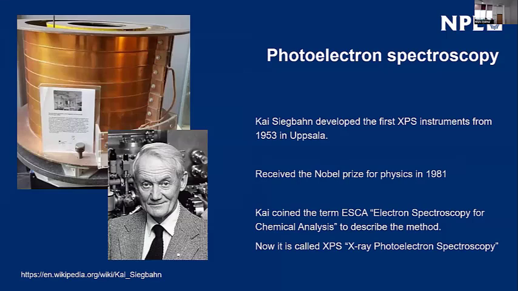So what is photoelectron spectroscopy? As most of you in this room know, it was developed in Uppsala in Sweden by Kai Siegbahn, who got the Nobel Prize for physics in 1981. He started work on this in around 1953. I was very lucky to go to Uppsala for a conference.